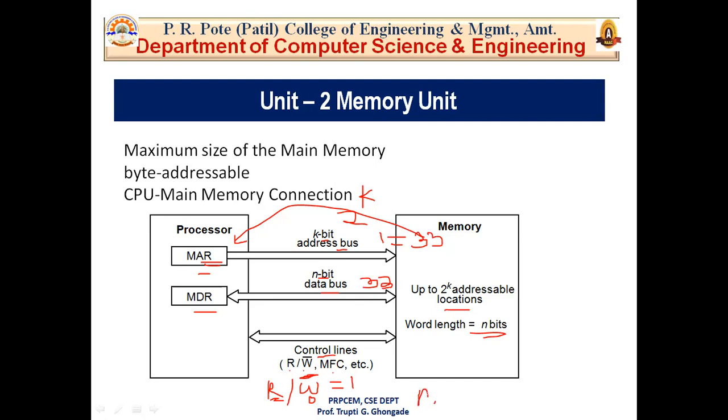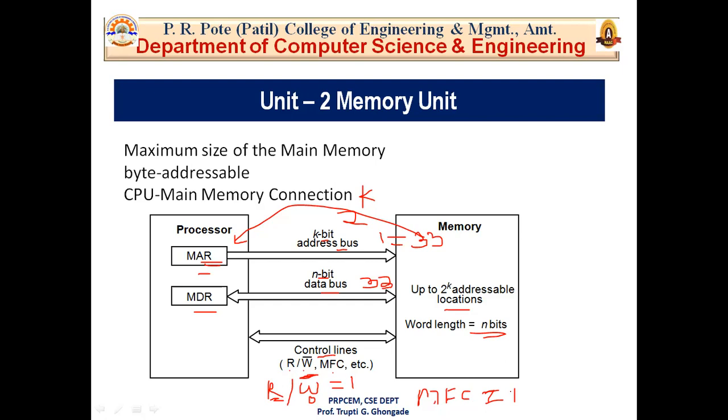That means this MFC signal will be set to 1. Now the memory function is completed. It means that reading data from memory and placing data onto the data bus is completed. Reading from memory is completed, and that's why memory will set this memory function completed control signal to 1.